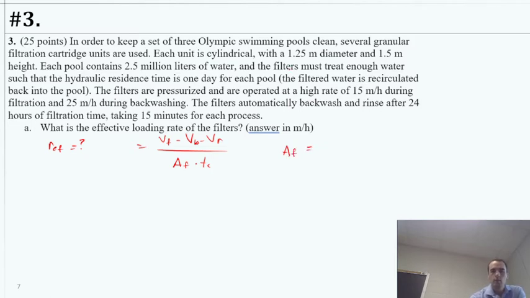We have 1.25 meters in diameter. So this is going to be the area of a circle, so it's pi r squared. And I'm going to say that's pi times (diameter over 2) squared. When you solve that, it should have been 1.227 square meters.